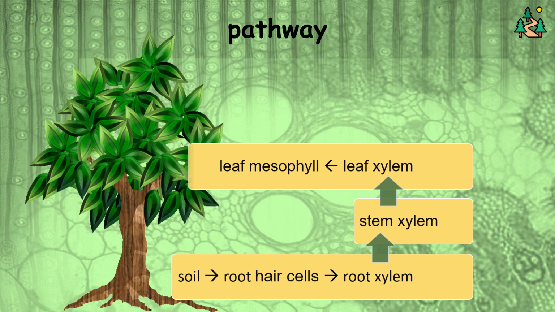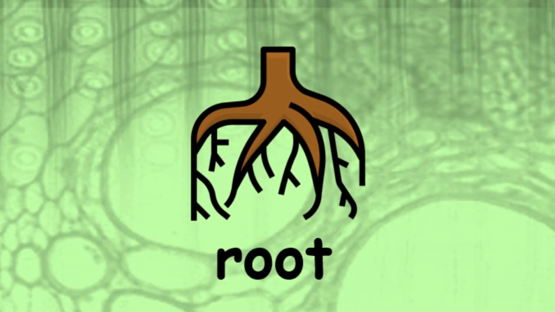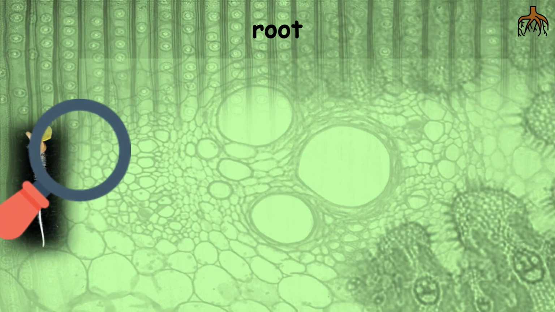The water can be used for photosynthesis, and the remaining water molecules will move out from the mesophyll cells by osmosis, forming a layer of moisture. Eventually, the water will evaporate into water vapor, and the water vapor will diffuse out into the atmosphere. This all starts from the root, so let's take a closer look at the root.